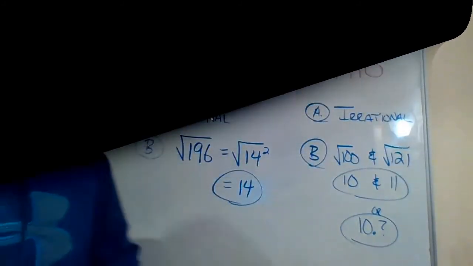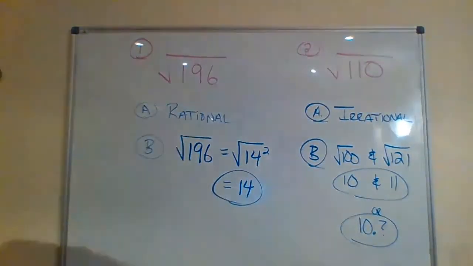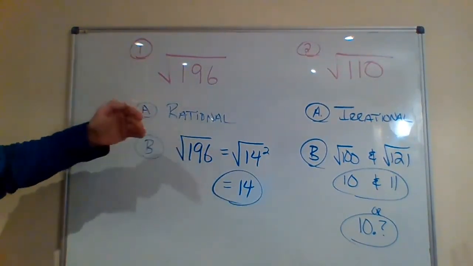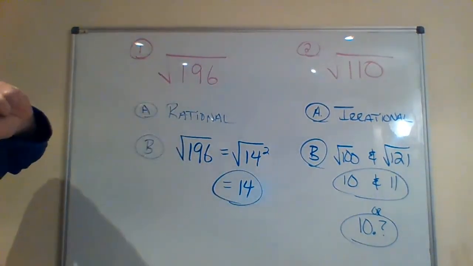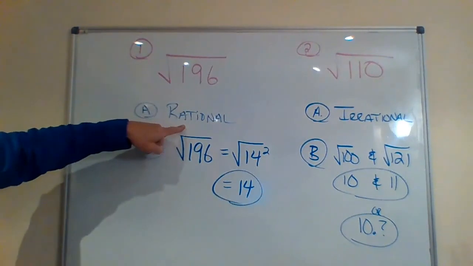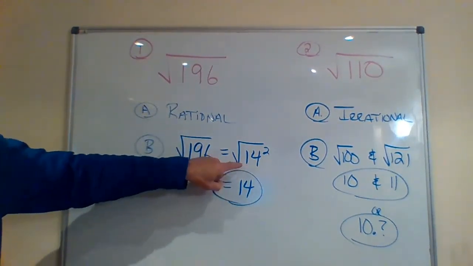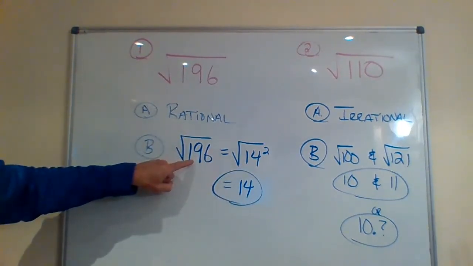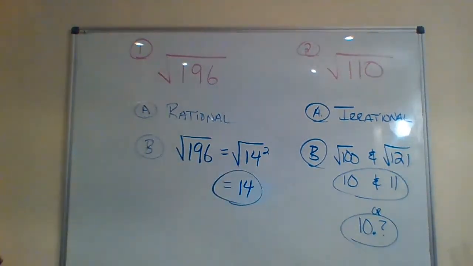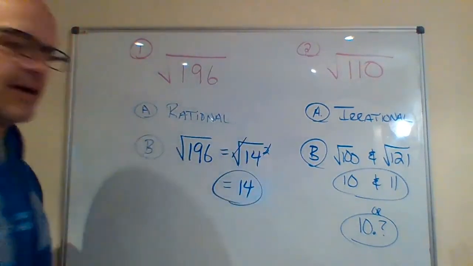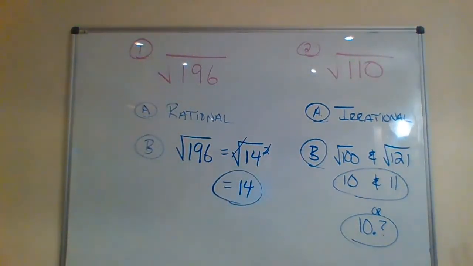Welcome back. So we take a look at the square root of 196, and we know as we go through our perfect squares, we go, hey, I do have a number I can square and get 196. That means it's rational. The square root of 196 does equal the square root of 14 squared because 14 squared is 196. And of course, the square root of 14 squared, roots undo squares, that equals 14.